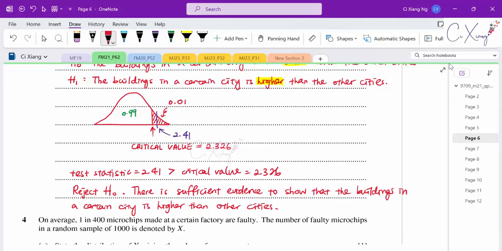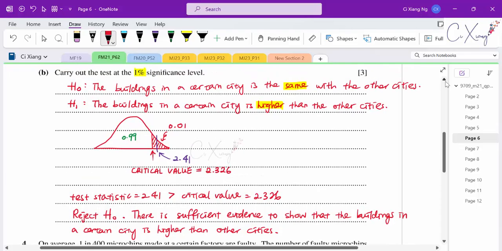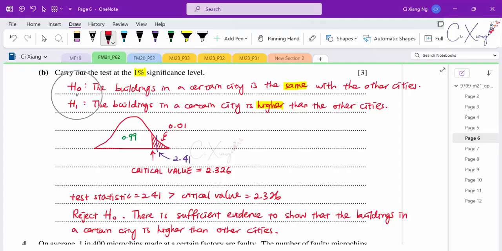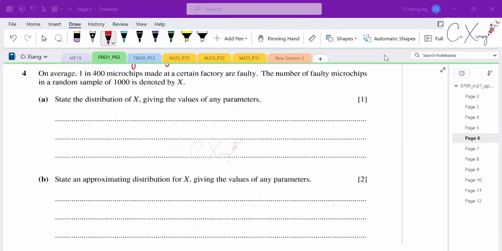Okay, so this is basically how we carry out the test. Even though we don't have the value for the population mean, you can just write out the null and alternative hypothesis in the statement form. Alright, so this is how we solve question number 4.